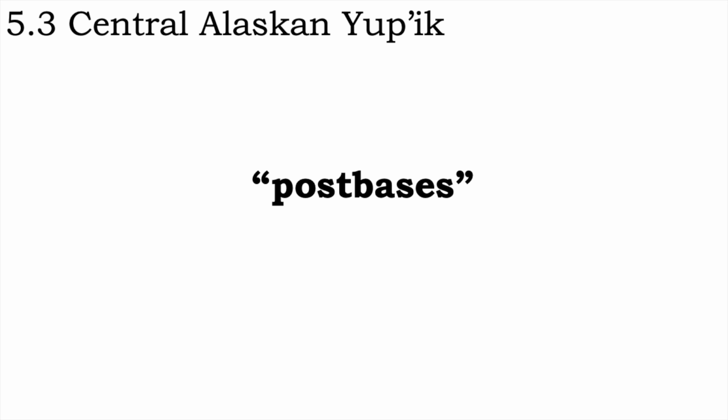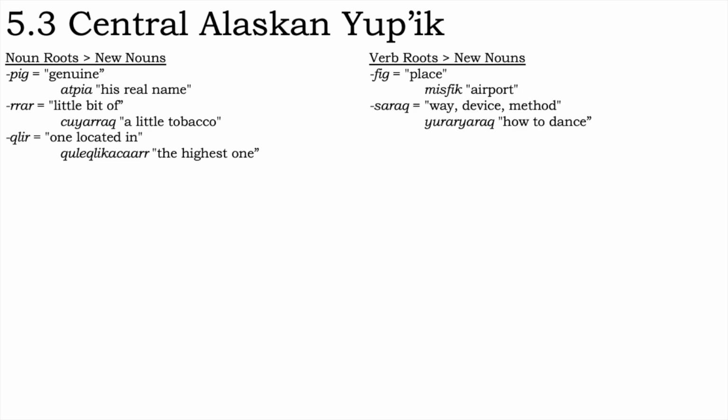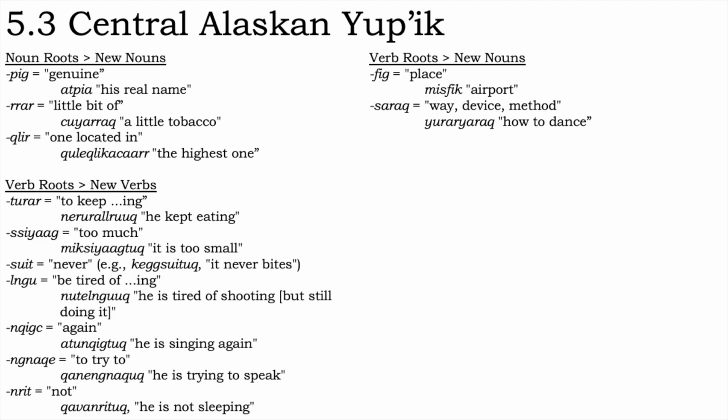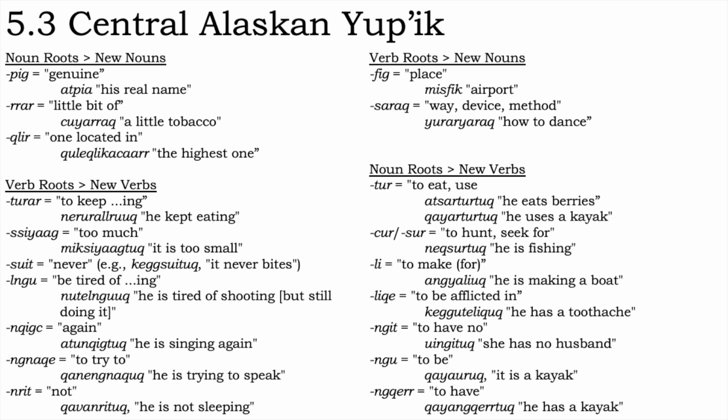I'll go through these examples quickly, so pause if you need to. Some postbases attach to nominal roots and create new nouns. Some postbases attach to verb roots but create new nouns. Some postbases attach to verb roots and create new verbs. And finally, some postbases attach to nominal roots but create new verbs. These are the cases that strongly resemble noun incorporation.